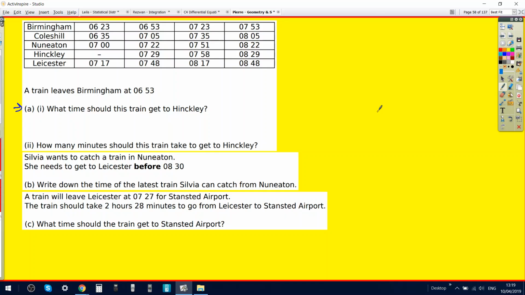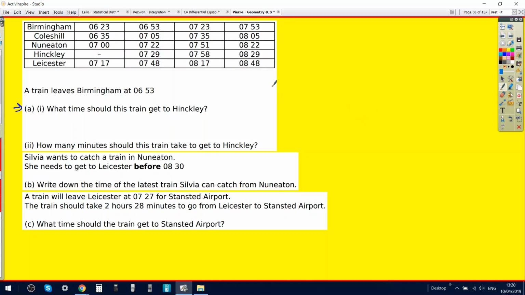I should just try everything. So, Birmingham to Coles Hill is 12 minutes, and then I see. So from 7 o'clock, so from to Leicester, 17 minutes.